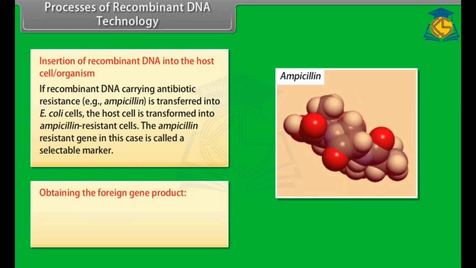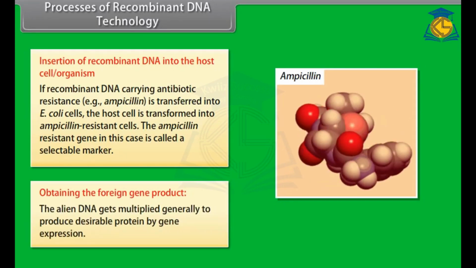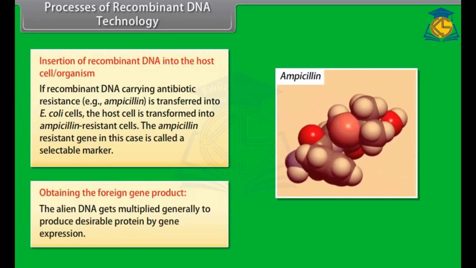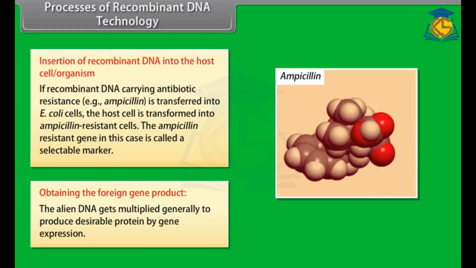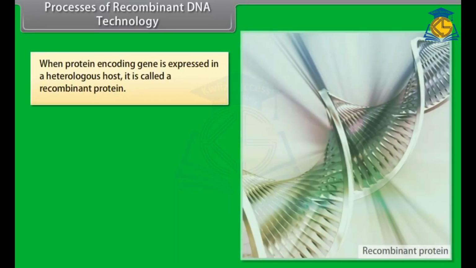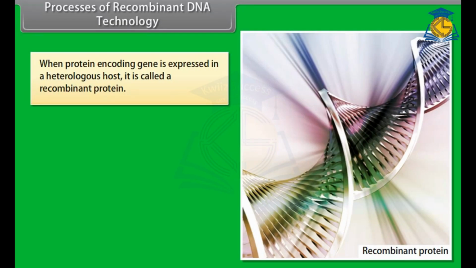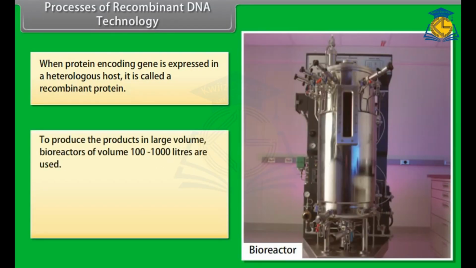Obtaining the foreign gene product. The alien DNA gets multiplied, generally to produce a desirable protein by gene expression. When a protein-encoding gene is expressed in the heterologous host, it is called a recombinant protein. To produce products in large volume, bioreactors of volume 100 to 1000 liters are used.